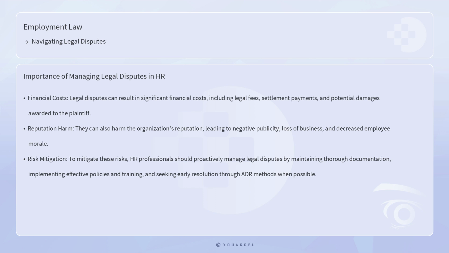It is also important for HR professionals to understand the potential consequences of legal disputes and to develop strategies for mitigating these risks. Legal disputes can result in significant financial costs, including legal fees, settlement payments, and potential damages awarded to the plaintiff. They can also harm the organization's reputation, leading to negative publicity, loss of business, and decreased employee morale. To mitigate these risks, HR professionals should proactively manage legal disputes by maintaining thorough documentation, implementing effective policies and training, and seeking early resolution through ADR methods when possible.